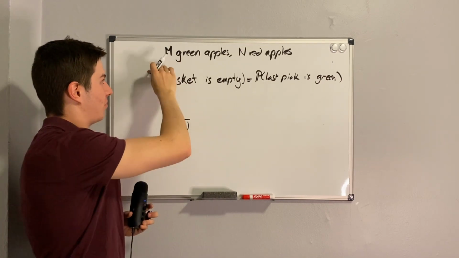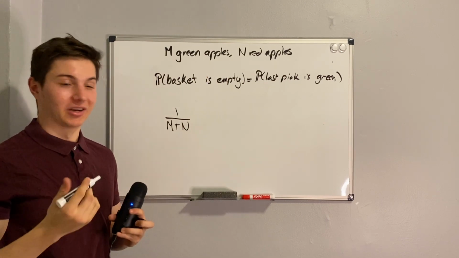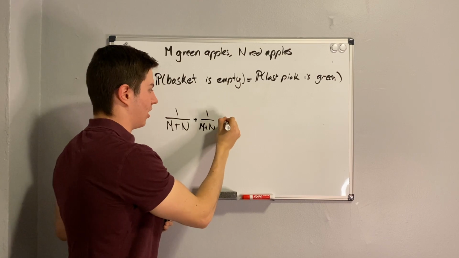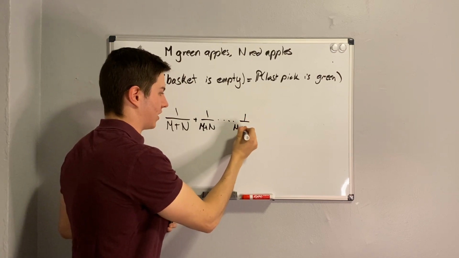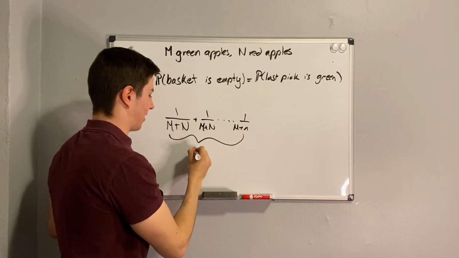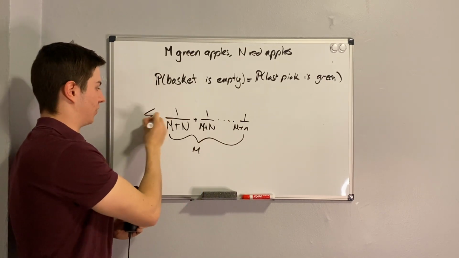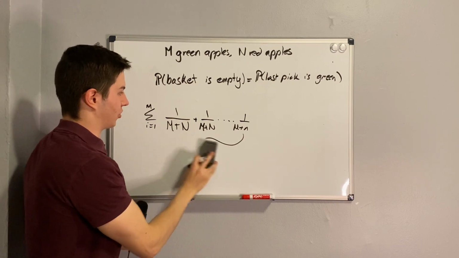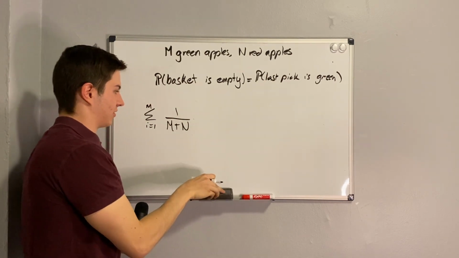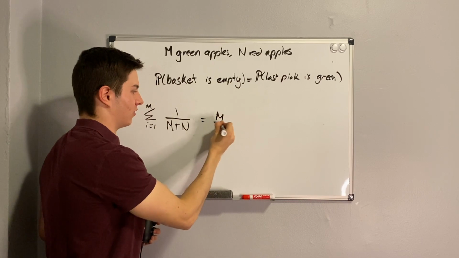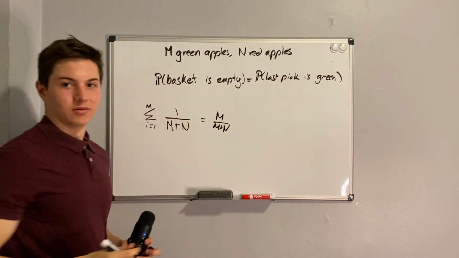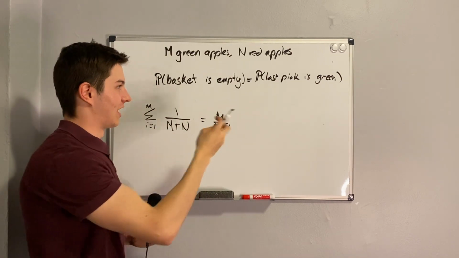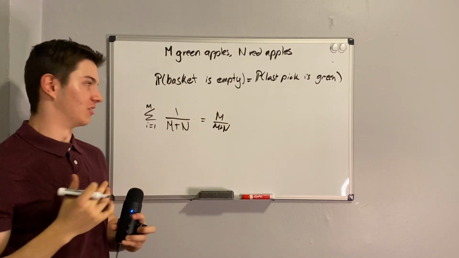And so to find the probability that any of those M green apples is picked last, we just sum them together. So we have 1 over M plus N, plus 1 over M plus N, all the way up to 1 over M plus N. We just sum this M times. And so this is equal to the sum from i equals 1 to M of this term, which is just M over M plus N. And so that is our solution to the probability that the last pick is green, and therefore the probability that the basket is empty.